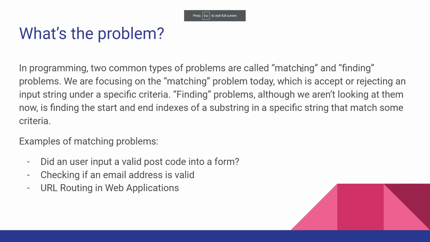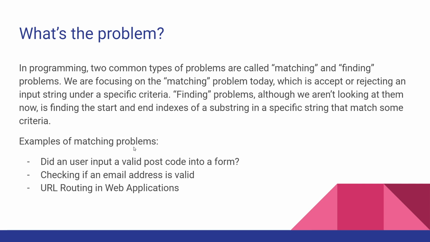So in programming, there's two common types of problems that we run into sometimes, particularly containing strings, and that's matching and finding problems. Matching problems is where we want to either accept or reject a string under some criteria, and finding problems is when, given a string and criteria, we want to find the start and end indexes of substrings within this big string that match the criteria.